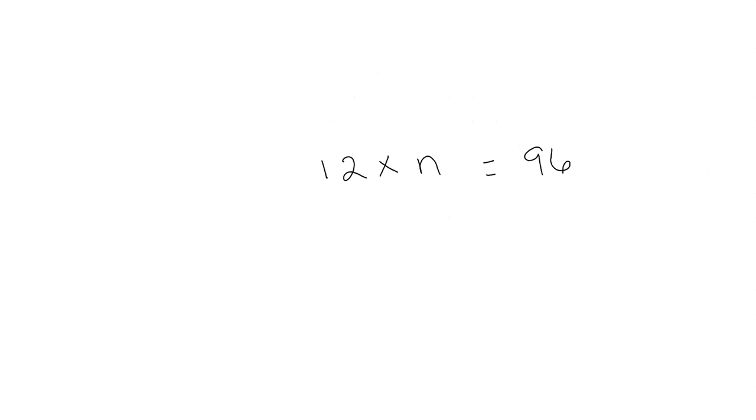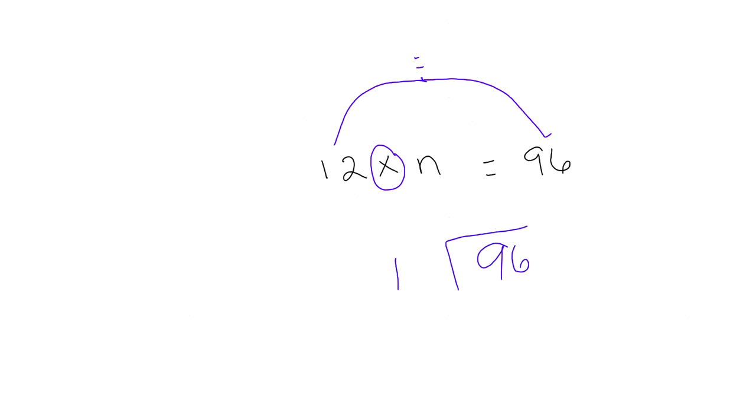Check it out, copy it down, but make sure you understand. And last, I have 12 times n. Well, this is a multiplication sign, so I know I'm going to use division to solve. And I don't have to go 96 divided by n. I can use the other one, 96 divided by 12. And if you can't quite figure that out because maybe you don't remember your 12 times table, do actual division.